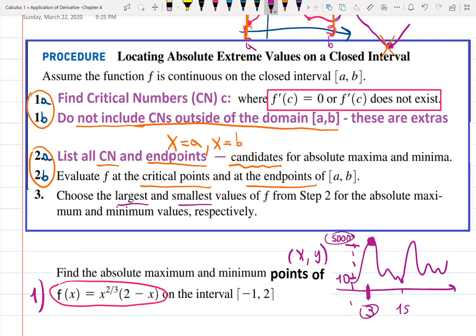(3, 5,000) gives more information than just 3. So I want to know both input and output.